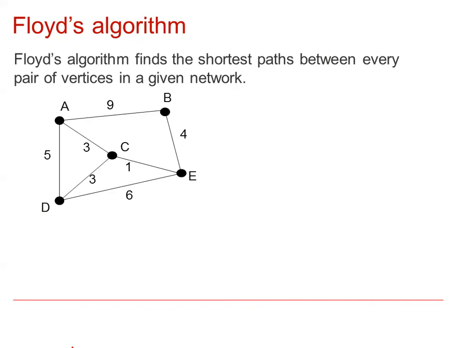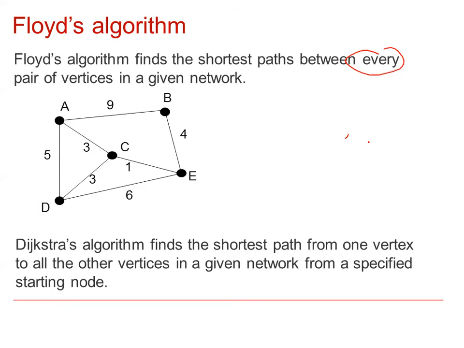Floyd's algorithm finds the shortest path between every pair of vertices in a given network. You may remember that Dijkstra's does a similar thing of finding the shortest path, but Dijkstra's algorithm only finds the shortest path from one vertex to all the other vertices in a given network.